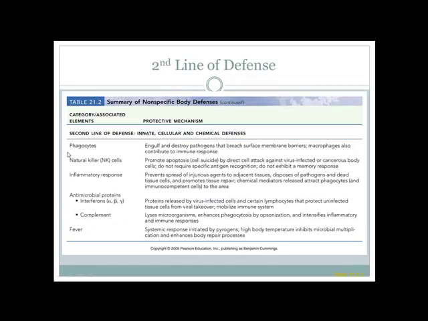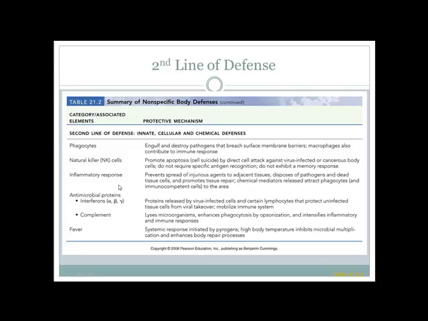With our second line of defense, we have our phagocytes, our natural killer cells, our inflammatory response, antimicrobial proteins, and our fever. Phagocytes are just going to literally eat other pathogens that breach your surface membrane. So they come in, it sees it, it will eat it. We'll talk about the exact process of phagocytosis. Natural killer cells, if they see a microorganism that doesn't belong in your body, go talk to it and basically tell it to kill itself.